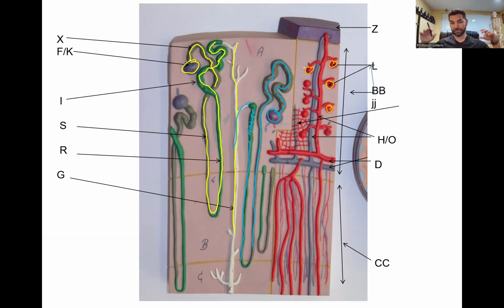We have a bunch of nephrons. So each nephron, it doesn't show it here because it's just showing you the blood flow. Each nephron would be attaching to this. We'd have a Bowman's capsule and another squiggly guy over here, respectively.